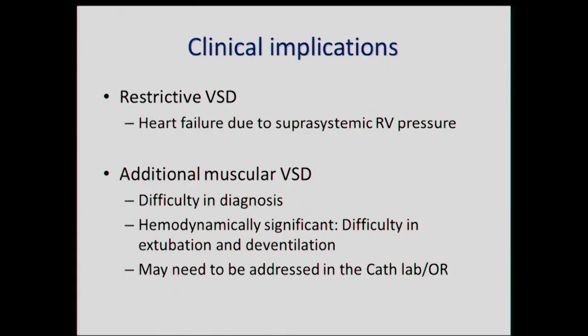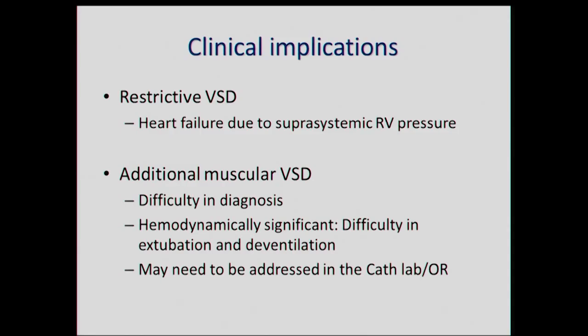Restrictive VSD is not very commonly seen in developed countries because most of these patients get fixed in the early neonatal period or in infancy. However, in the underdeveloped countries, many times you have tetralogy of Fallot with pulmonary atresia presenting with right-sided heart failure because of VSD restriction resulting in suprasystemic right ventricular pressure.